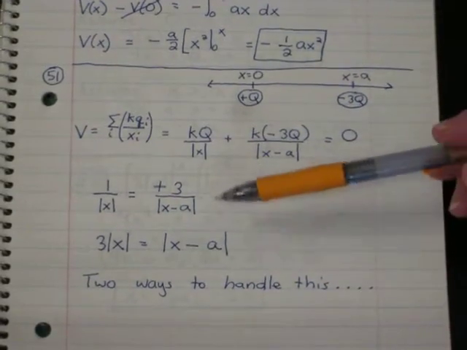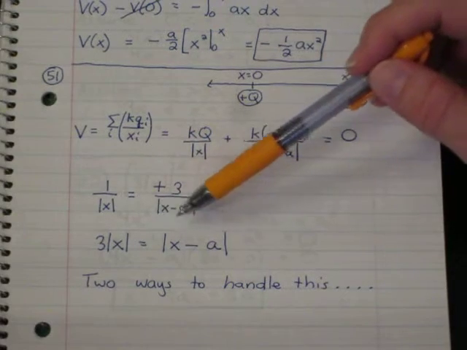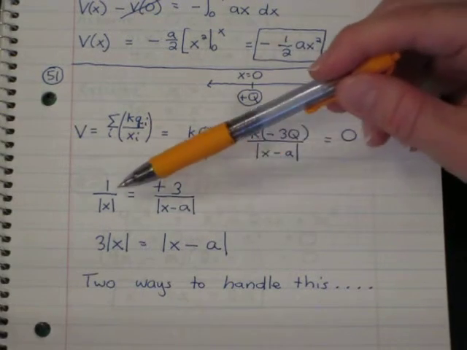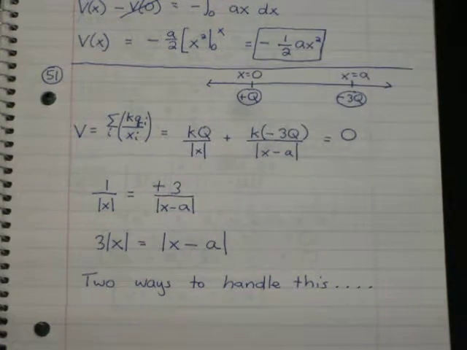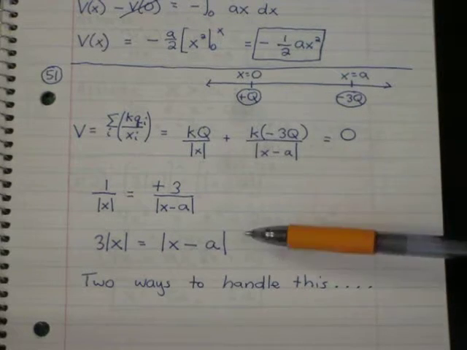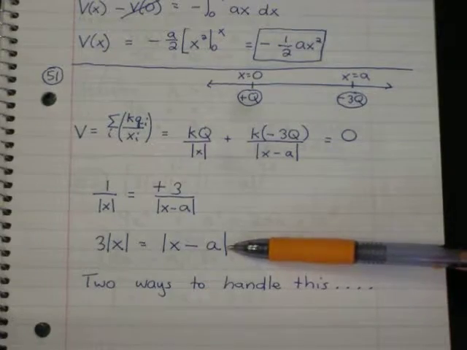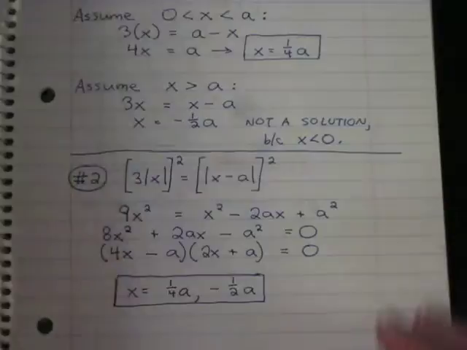Solving further, we get 3 times the absolute value of x equals the absolute value of x minus a times 1. So this is what it's reduced to, and we need to solve this, dealing with the absolute values. As I wrote, there are 2 ways to handle this, 2 different solutions, but keep in mind, this is what we're going to solve for now. 3 times the absolute value of x equals the absolute value of x minus a.